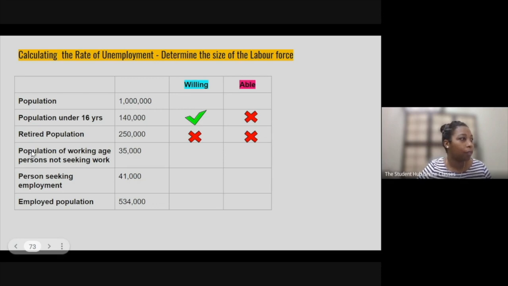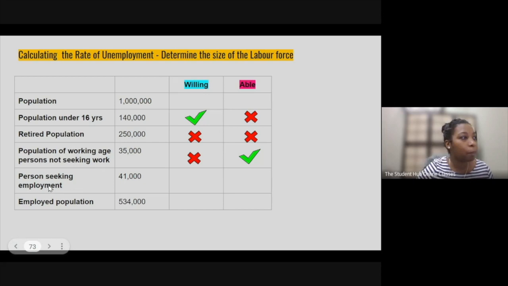Then we have the population of working age persons not seeking work. So we have housewives, couch potatoes, people who just aren't interested. Willing? Not willing, definitely not. Able? Yeah, sure. They're working age, maybe nothing wrong with them. They may even have skills.